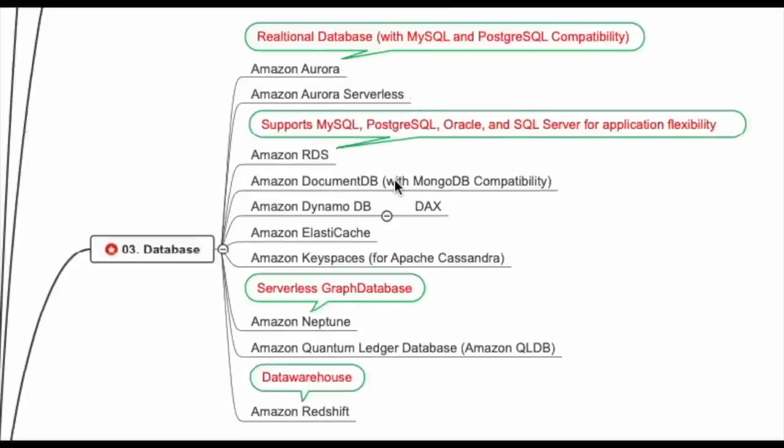NoSQL DB is a document DB that handles semi-structured data such as JSON and XML. There is also DynamoDB, a high-speed key-value database. ElastiCache is compatible with Redis. Keyspaces is compatible with Cassandra. And there is also a graph DB, Neptune. QLDB is a ledger DB served by AWS. For data analysis, there is AWS Redshift as a data warehouse service. We will look into the details during the lecture on the relevant service topic.